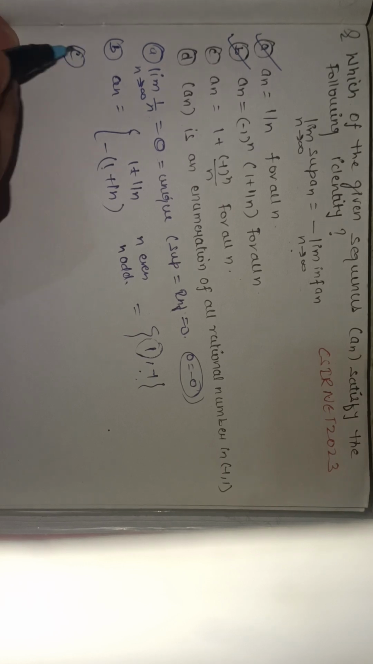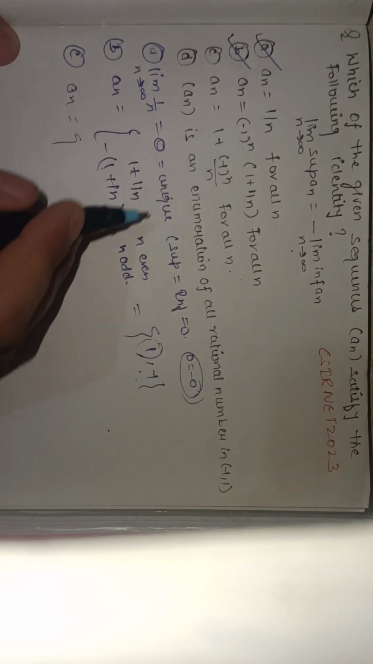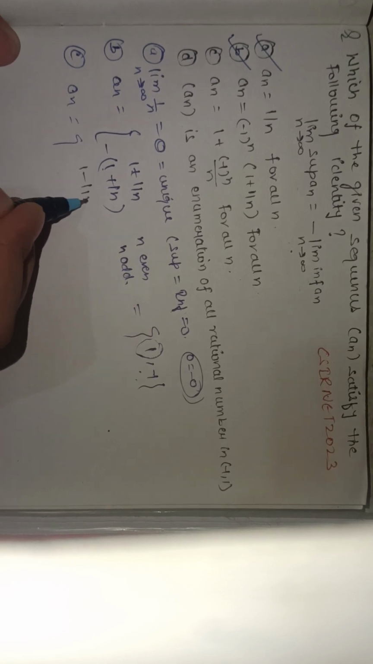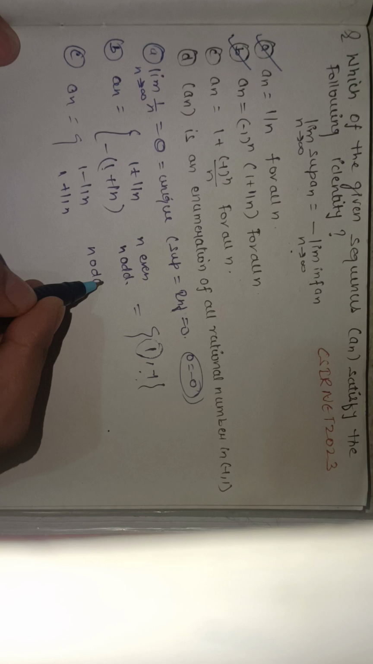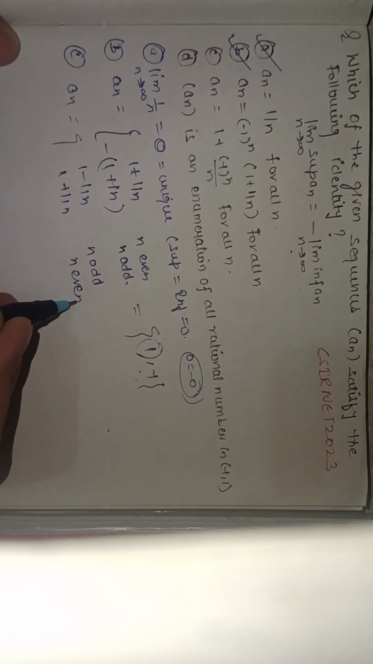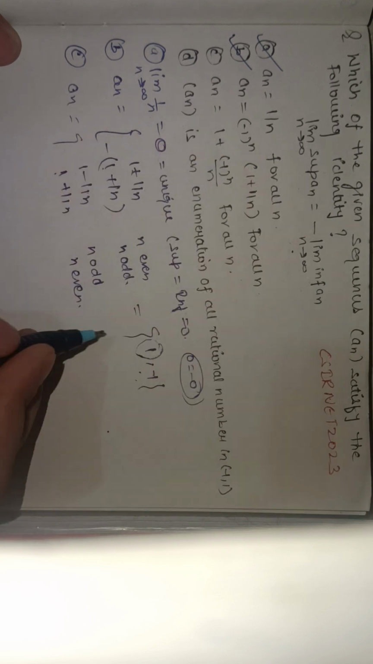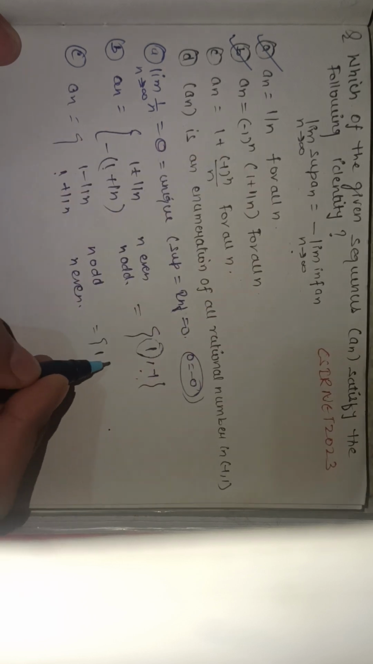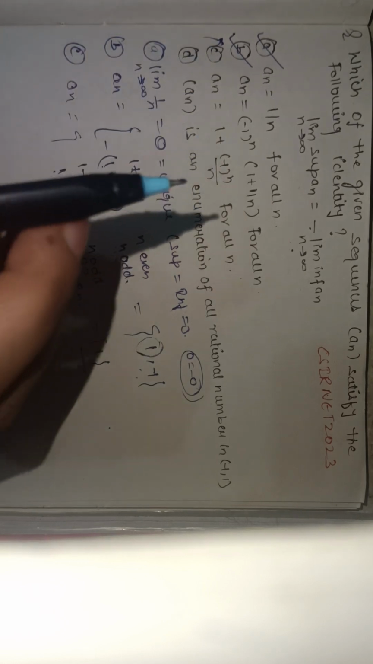Now see, an is equal to, again we will divide into even and odd, 1 minus 1 upon n and 1 plus 1 upon n. If n is odd and n is even, here we see the limit as n tends to infinity is 1 and it is also 1. So this condition does not apply here, because only 1 is the limit, that is, supremum and infimum are both 1. So this does not satisfy this condition, this option is wrong.